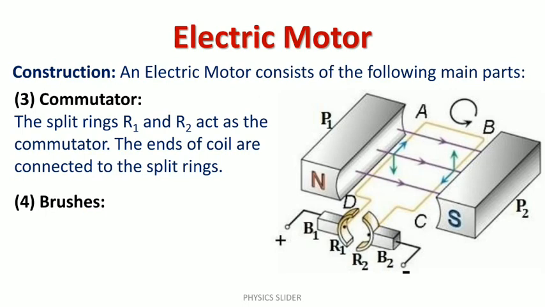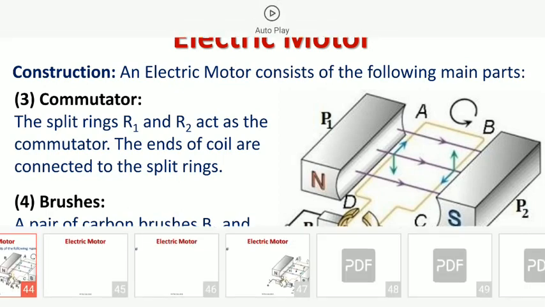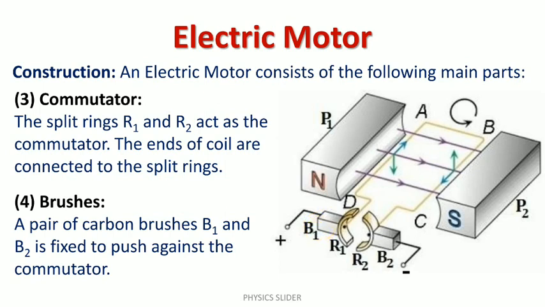Now the next part is the brushes. Watch here. B1 and B2 are the brushes which are pushed against the split rings. A pair of carbon brushes, the brushes are made of carbon. A pair of carbon brushes B1 and B2 is fixed to push against the commutator.